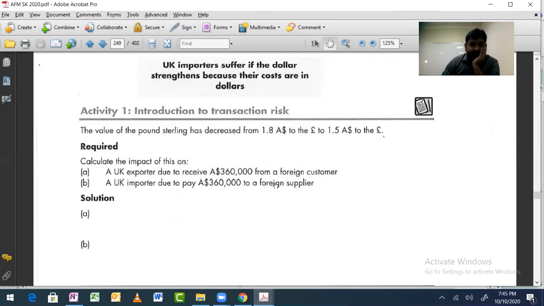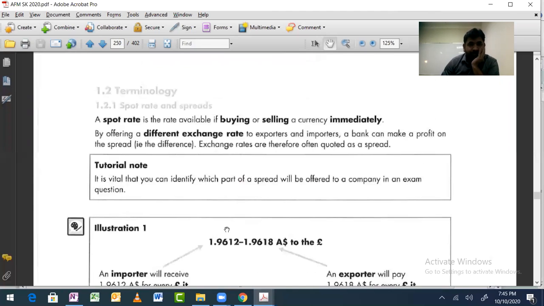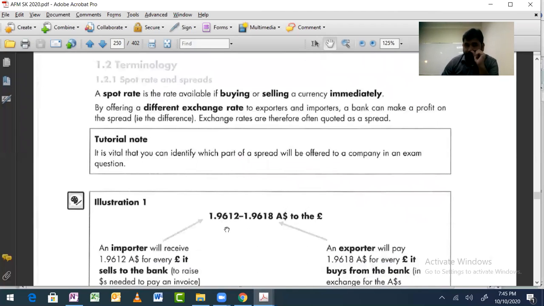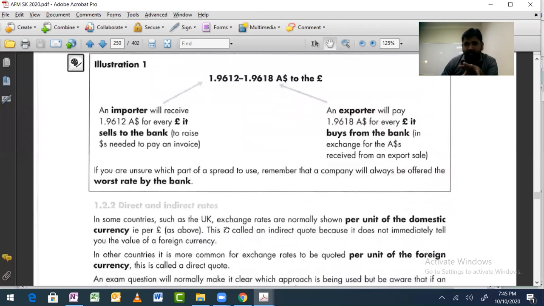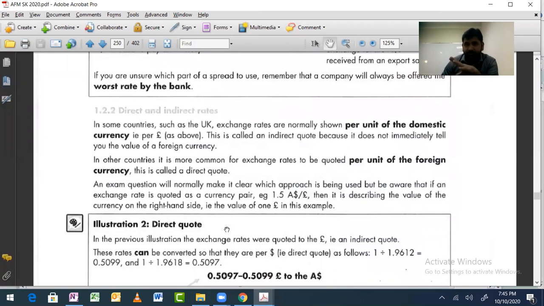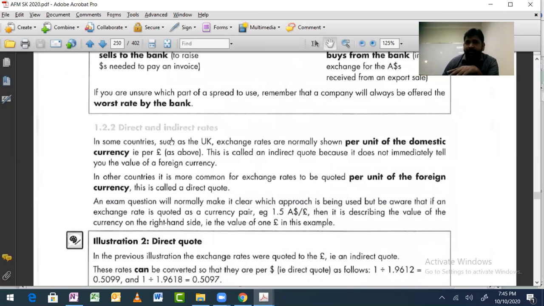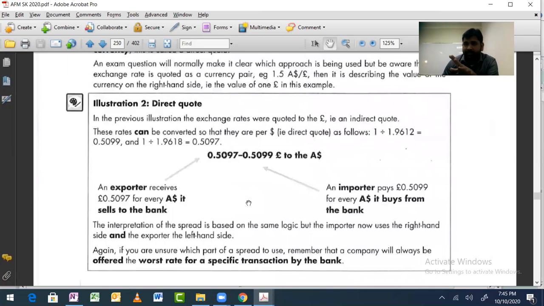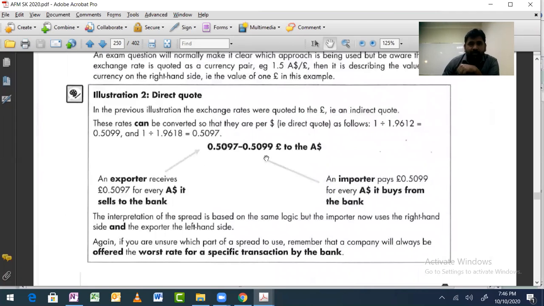Are we fine with this? Yes. So moving on, the terminology, spot rate and all, they have explained, read it, you will feel better. Direct and indirect rates, the same direct and indirect quotes. We have already discussed direct and indirect quote, right? Now, this one I will take as an example and we'll discuss.